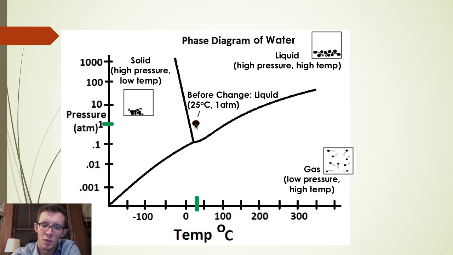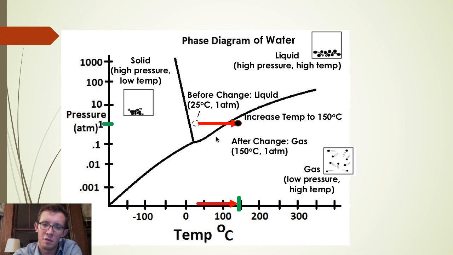However, if a chemist were to increase the temperature, let's say to 150 degrees Celsius, we could see then on this diagram the conditions have changed from liquid conditions to conditions in which water would now be a gas. And last, we could classify this type of change as vaporizing or boiling because the water moved from the liquid to the gas phase.